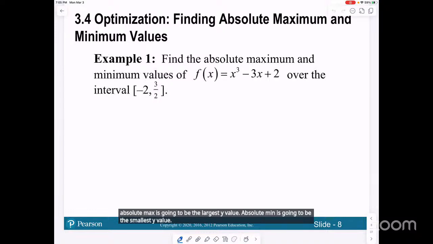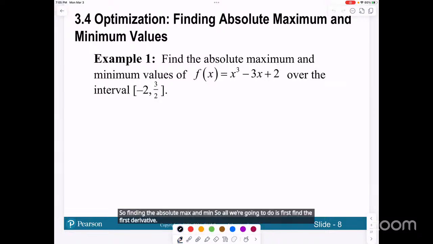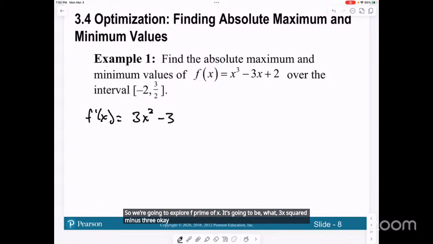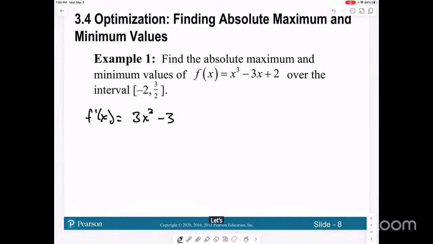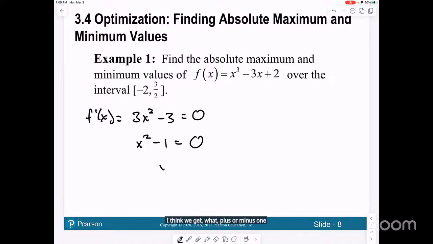Okay, so here in this example, finding the absolute max and min. All we're going to do is first find the first derivative, so we're going to explore f prime of x. It's going to be what? 3x squared minus 3. We're going to find our critical values. Now we're finding the absolute max and min over this closed interval. Let's find our values of x that make this either 0 or undefined. So we set this to 0 and solve. We can factor out the 3, and we're left with x squared minus 1 equals 0. I think we get plus or minus 1 as our critical values.